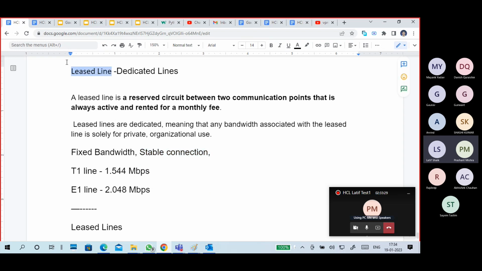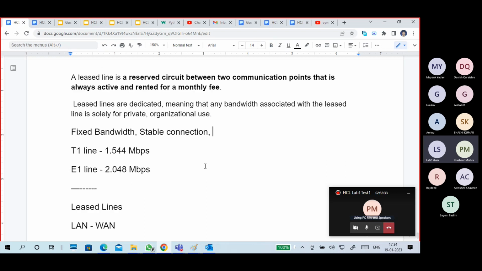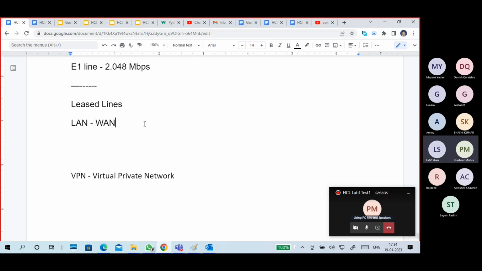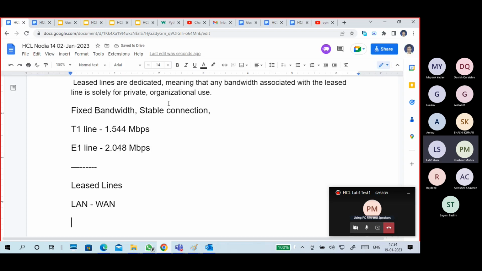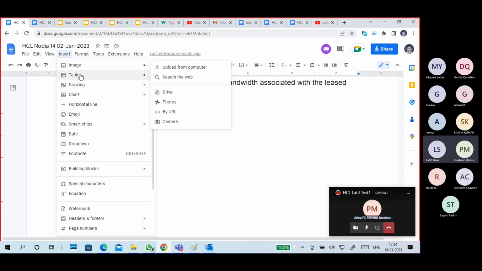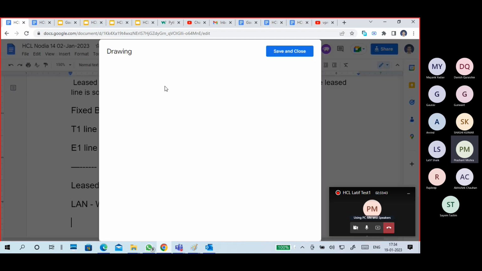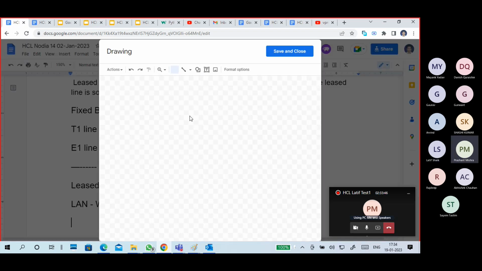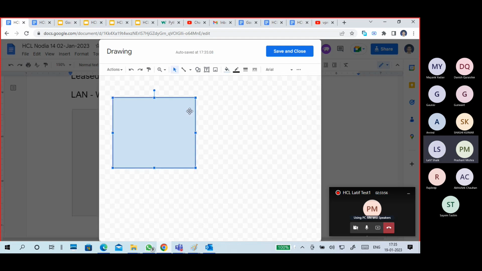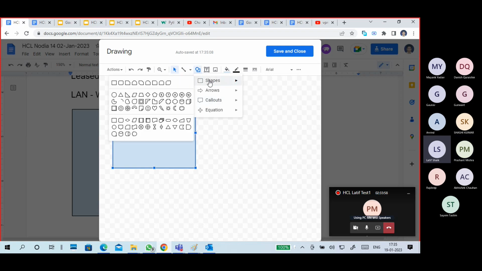And these leased lines we have to rent for a monthly fee, and it is highly paid. But what is the use of this? It is completely your private network. Private does not mean internal. For example, of course, in between the ISP is also involved.